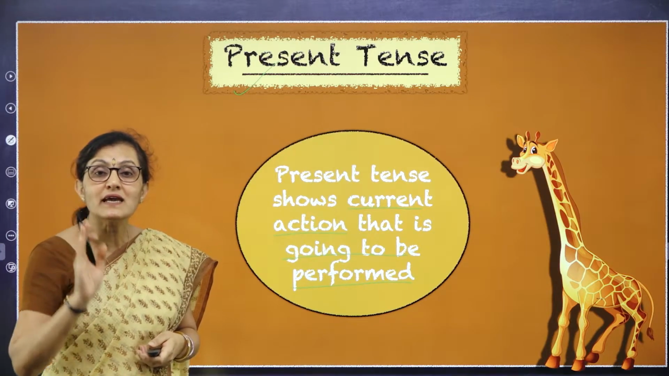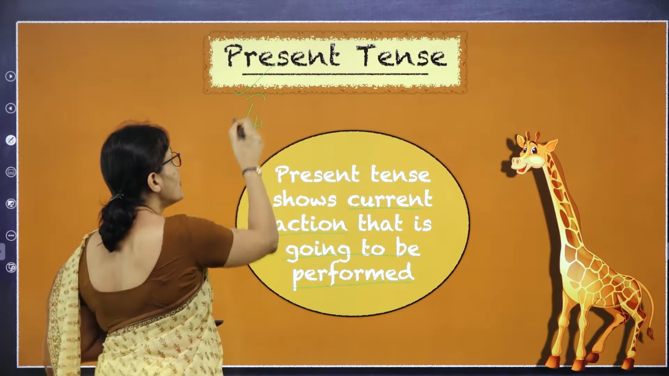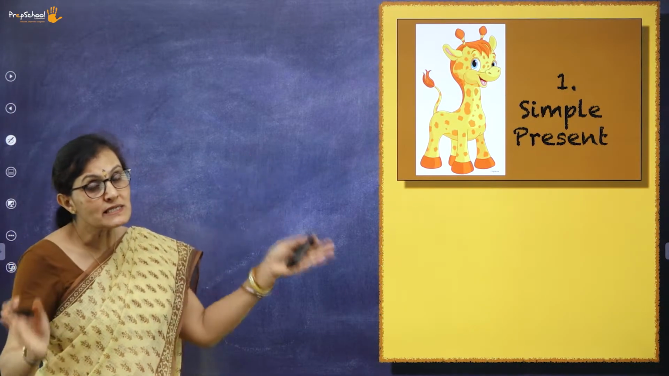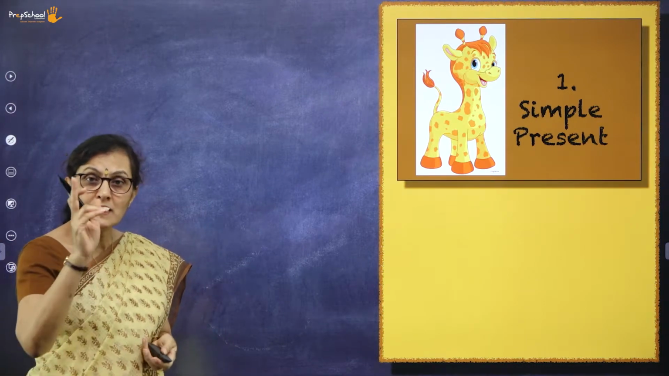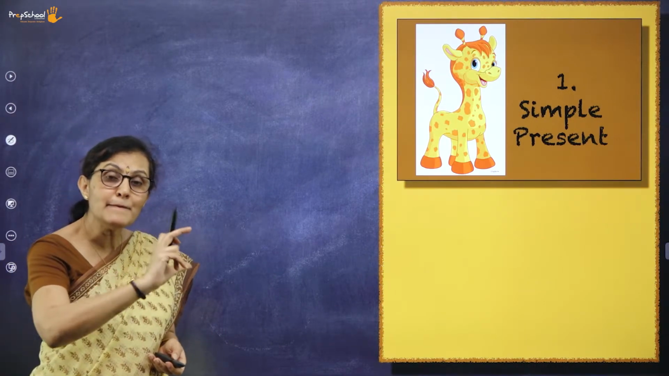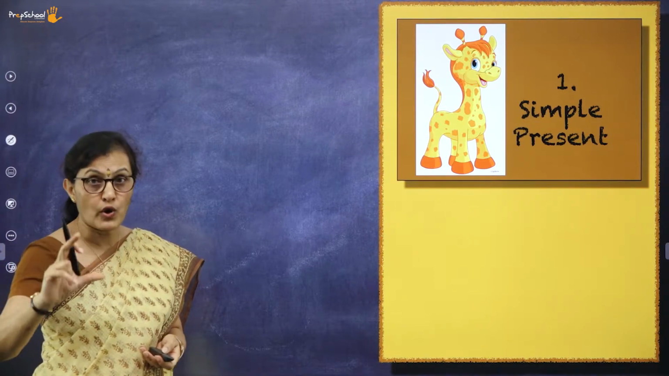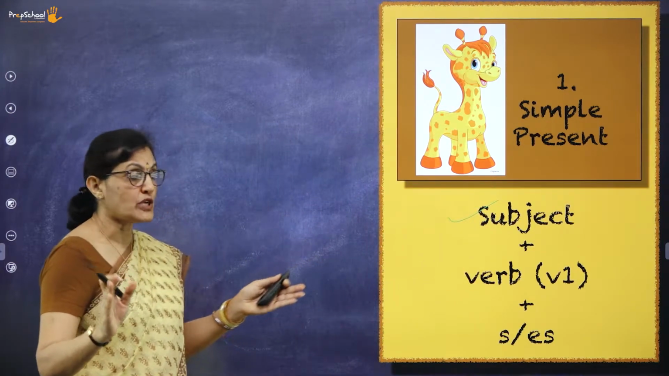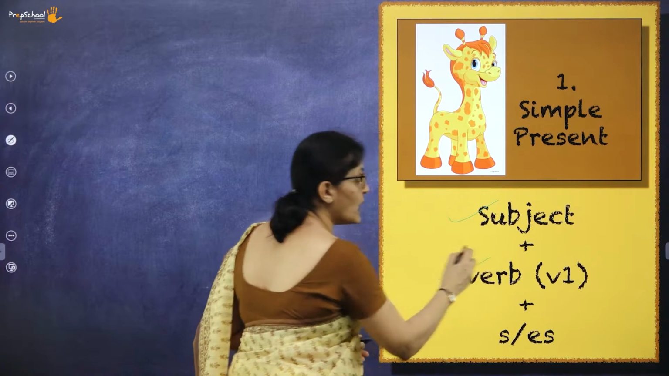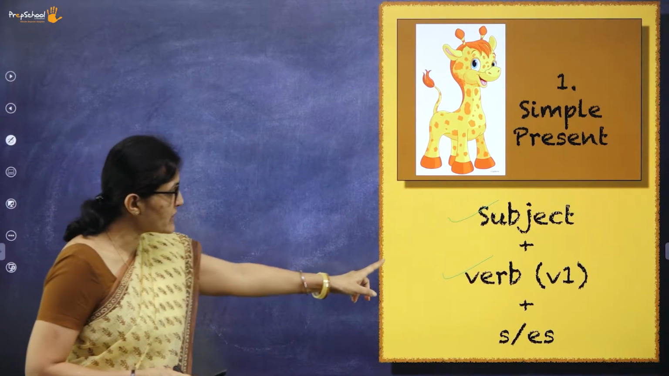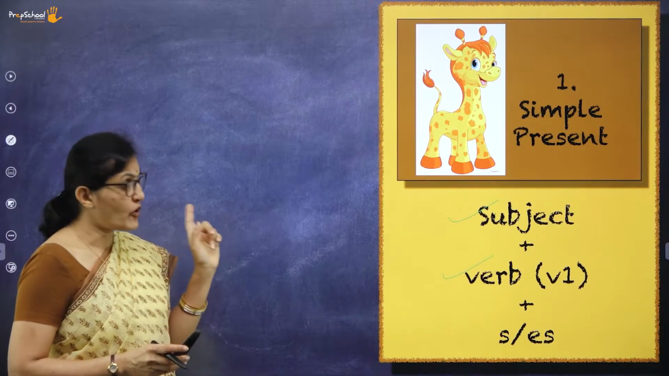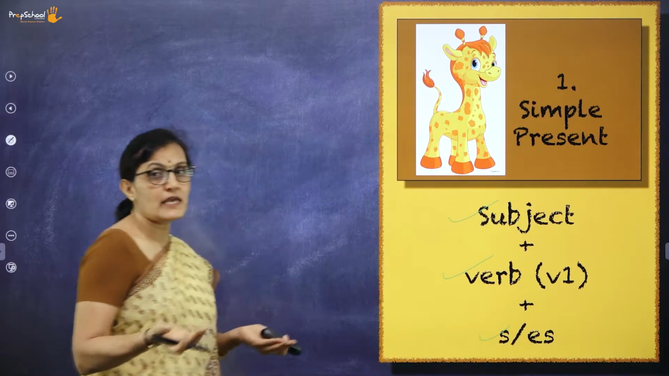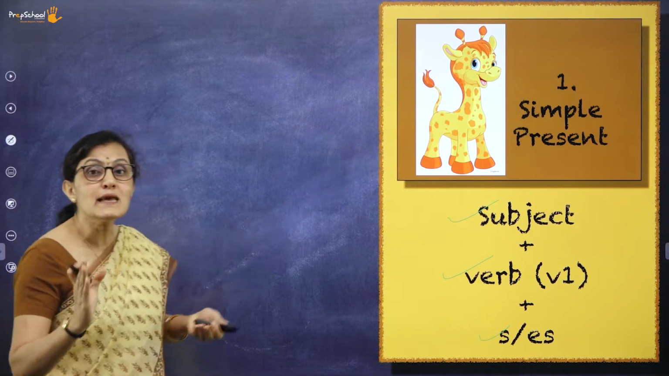So how many kinds are there in this present tense? You will have 4 kinds. So let's see the first one. The first one is the simple present. In a simple present sentence, what do you see? You see the subject and then you see the verb. Which form? I told you earlier, V1, the simple base form. Plus, it can come with S or ES. Got it? So, that is simple present.